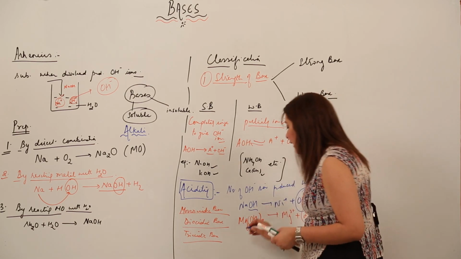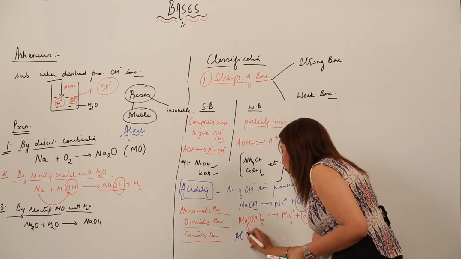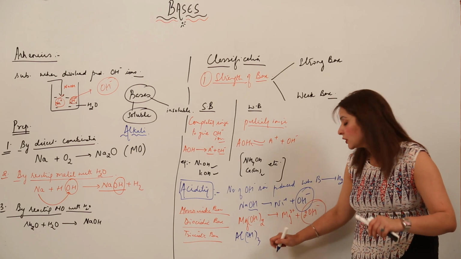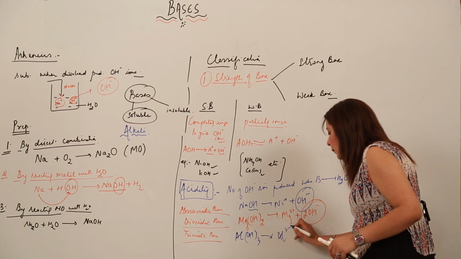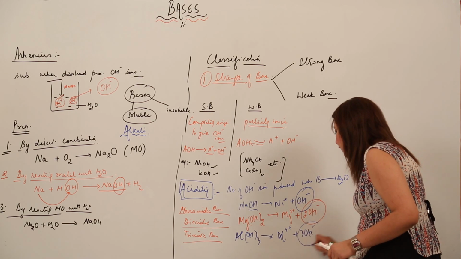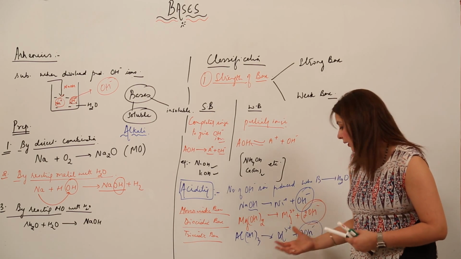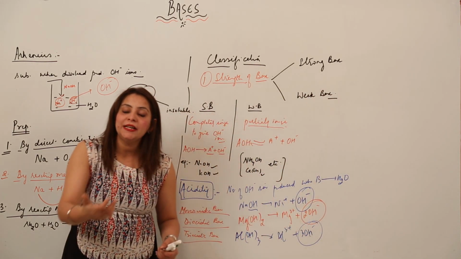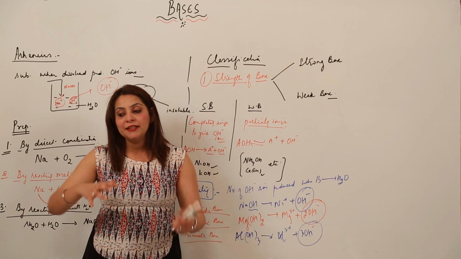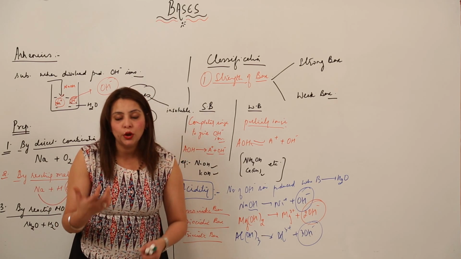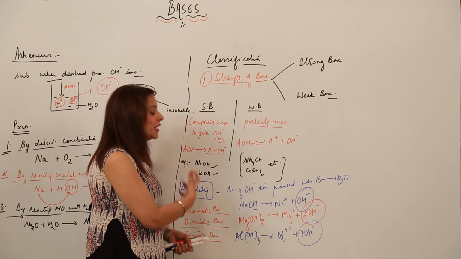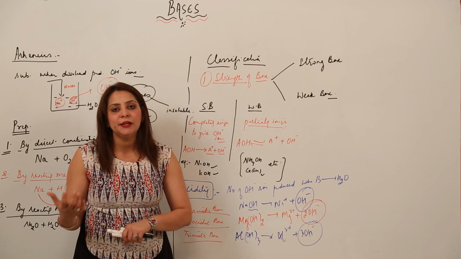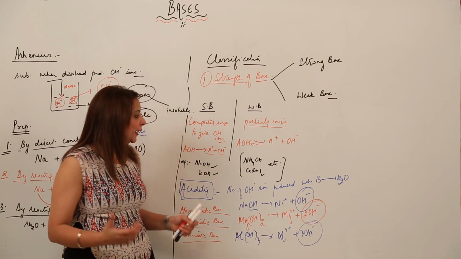And when we talk about triacidic, suppose we have Al(OH)3. You see that one molecule carries three hydroxide ions. So when it dissociates, it will form three hydroxide ions. So it is said to be a triacidic base. Likewise, depending upon the number of hydroxide ions they contain and give when dissolved in water, this is called the acidity of the bases, and accordingly we call that base a triacidic base, diacidic base or polyacidic base, right?